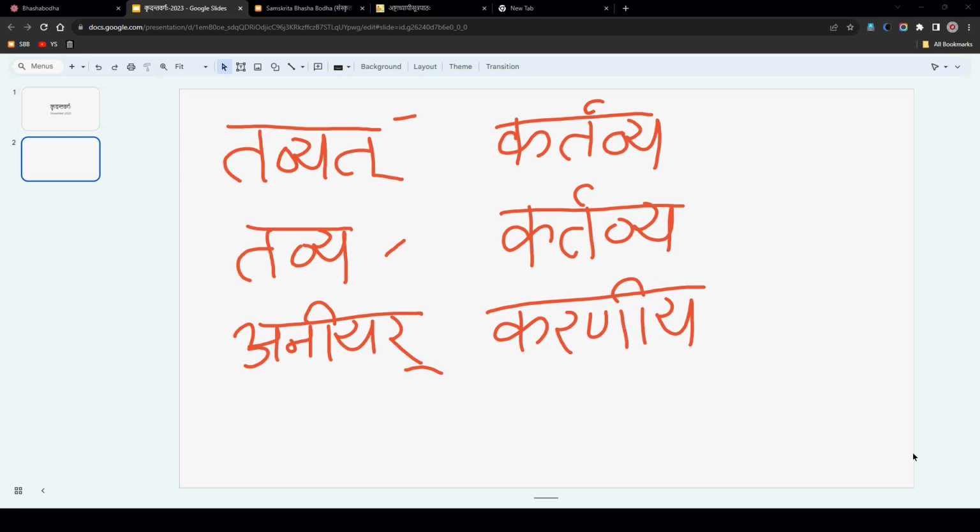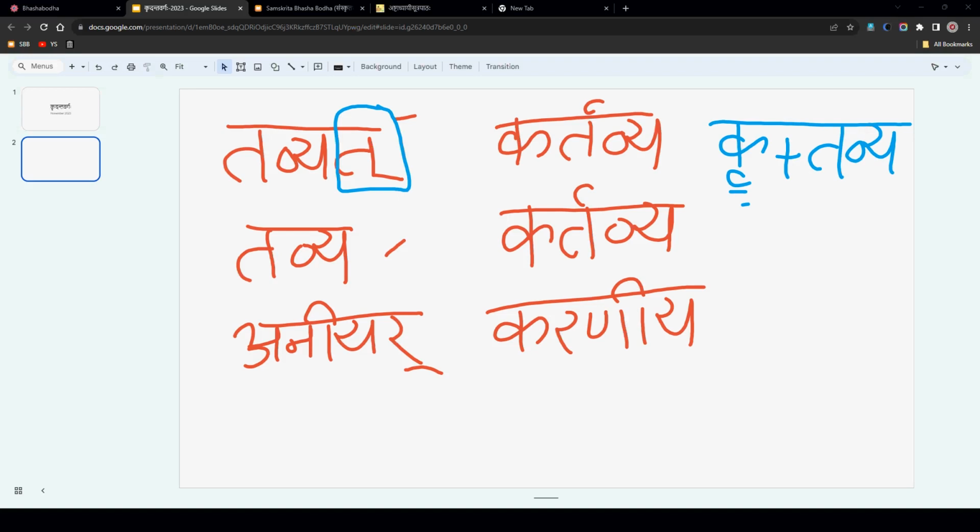In the first case, the last ta is an it letter, so that will be removed during the derivation process, prakriya. Then kru plus tavya, same, ru changes to ar, then becomes kartavya. And here also kru plus tavya becomes kartavya. Kru plus Aneeyar becomes Karaniya.